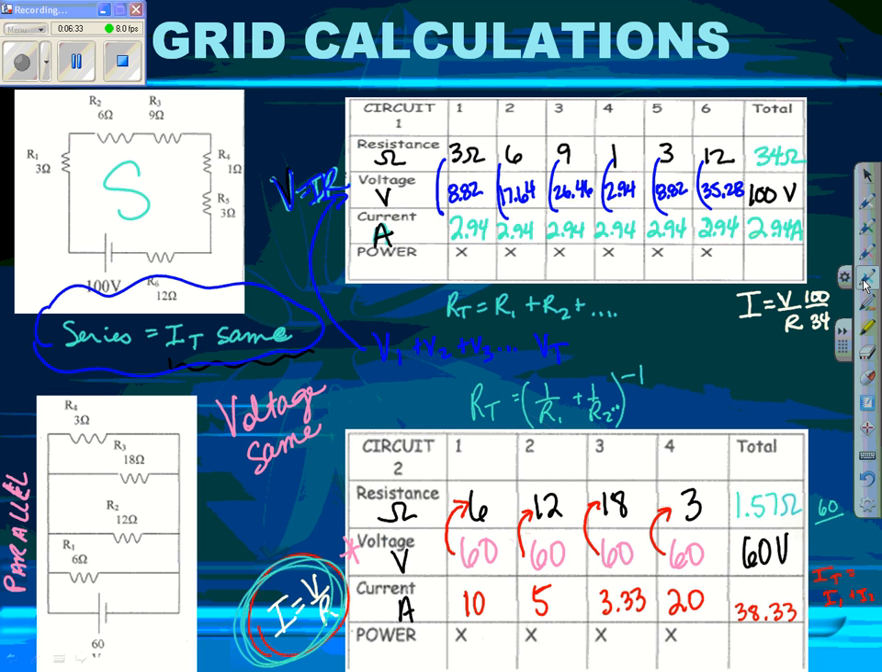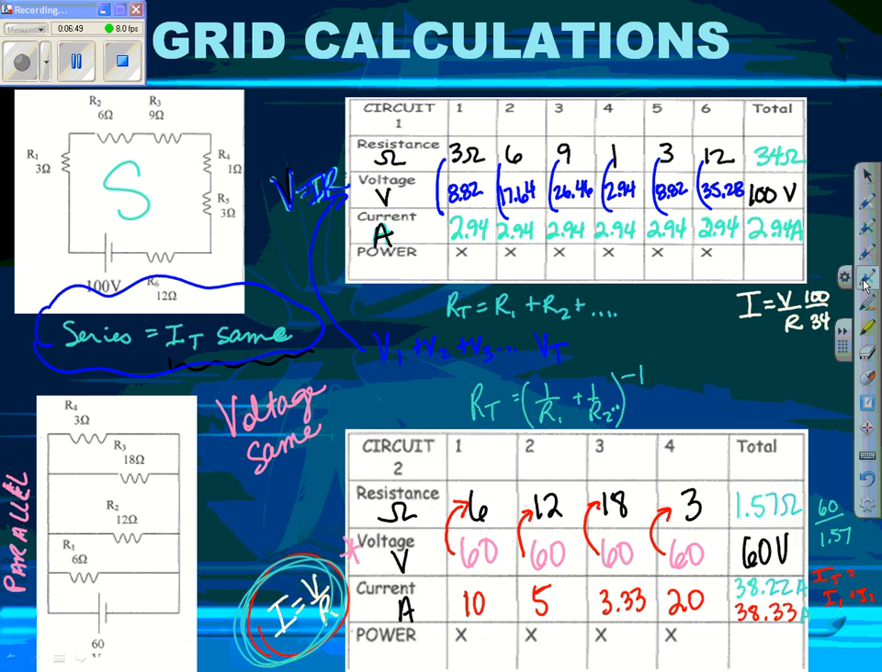So if you use this formula over here that I circled in blue too, and said 60 divided by our 1.57, you would come up with 38.22, which both of these amps are similar, so I would accept either way depending on how you showed your work for how you solved that.